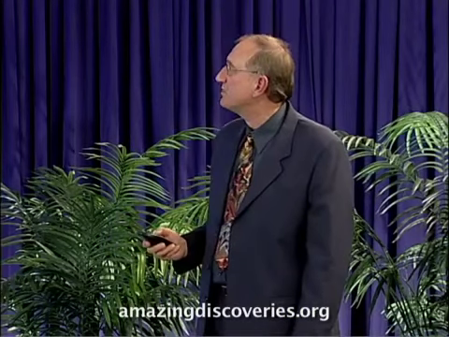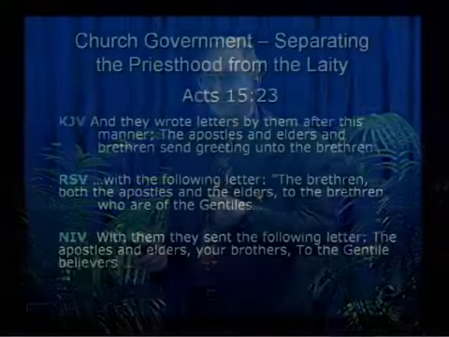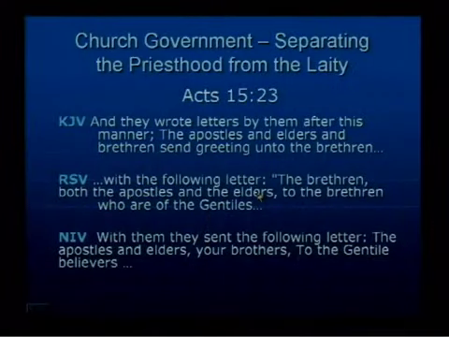Because here you have three groups officiating in the church. You have the apostles, you have the elders, and you have the brethren. And Peter says, you are all priests. Does Peter say that? Yes or no? You are all priests. That's what Peter says. Here, you have two groups. You have the apostles and the elders, and then you have the brethren.